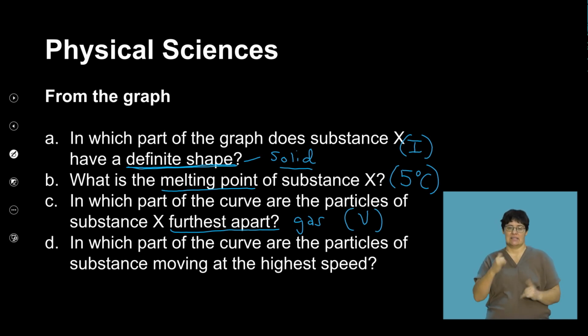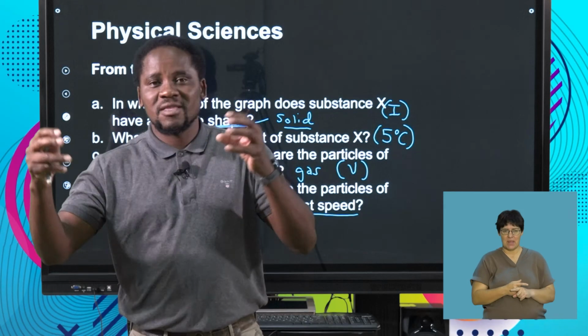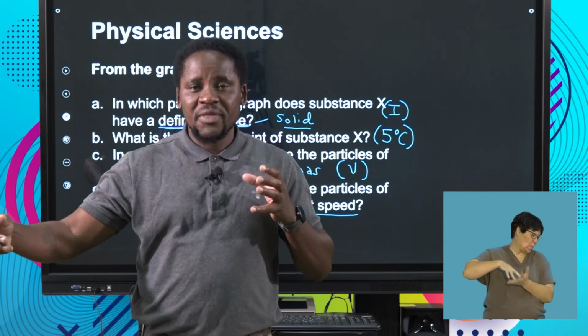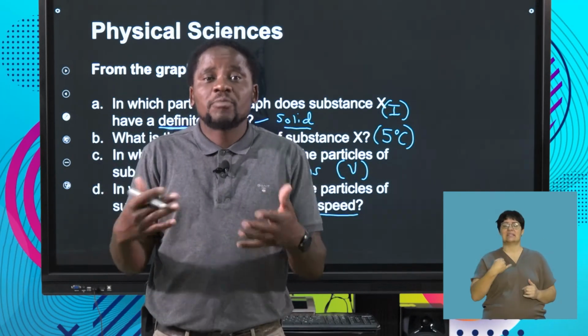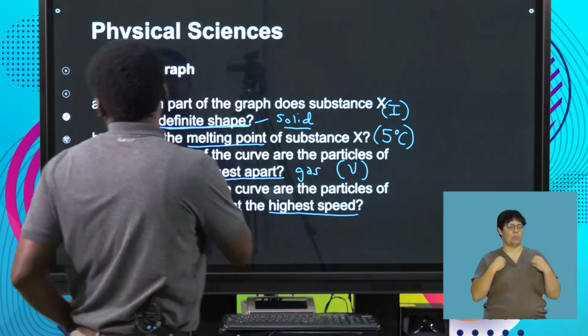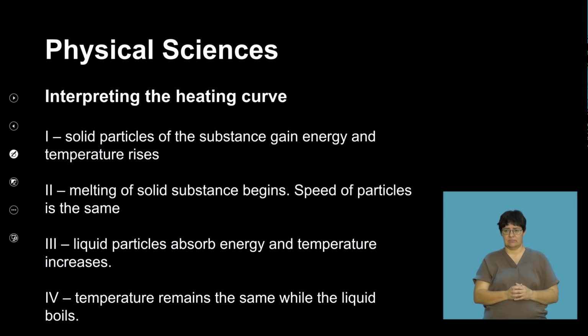Okay? So D, at which part of the curve are the particles of the substance moving at high speed? Okay, higher speed suggests that the forces are weaker, okay? The spaces are bigger, meaning that the substance is still a gas. So we're still asking the same thing about the properties of a gas, okay? Right.